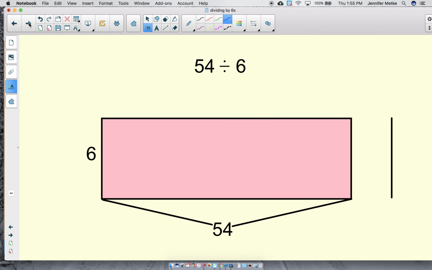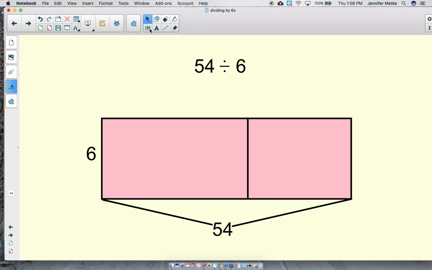So here's another way to look at that strategy. It's the exact same strategy. It's just using a different model. So I have 54 divided by 6. So here I see that the total area of this pink rectangle is 54. I know one of my side lengths is 6. So I'm going to think 6 times what is 54? Let's say I don't know that answer off the top of my head. So I want to break up this area, this rectangle, into smaller pieces to just make it a little easier on myself. So I like those 5 facts.